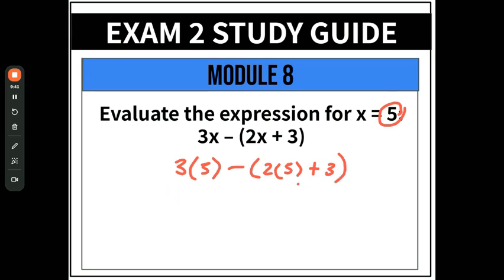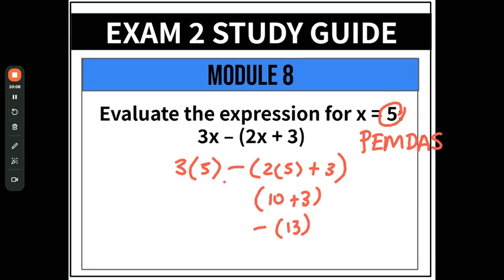Now, I'm going to simplify, but just like in the other one, I'm still going to use PEMDAS every time. Order matters, okay? So start with parentheses. I'm going to do what's inside the parentheses first. 2 times 5 gives me 10. Plus 3. It's going to give me 13 inside the parentheses, and this is just going to drop down. Okay, now I can do the multiplication next, so it's going to be 15 minus 13. This gives me 2. Okay.